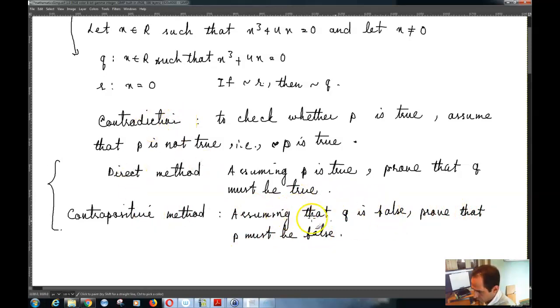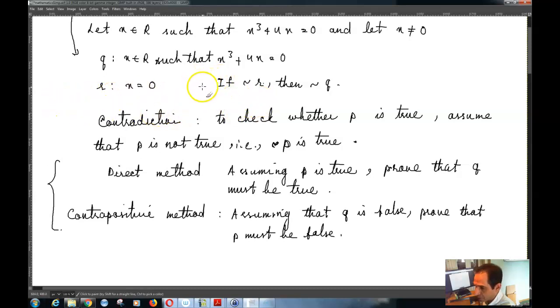Now, if you assume that Q is false and then somehow get to the result that P is actually true, then what that means is that the statement that you wanted to prove to be true is actually false, because by the contrapositive method you could not prove that it's true, right? So I repeat this in case you didn't understand me at this point, to just sum everything up.